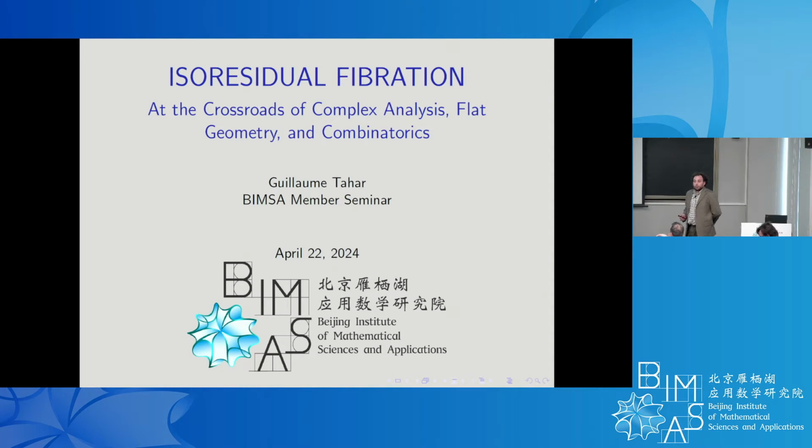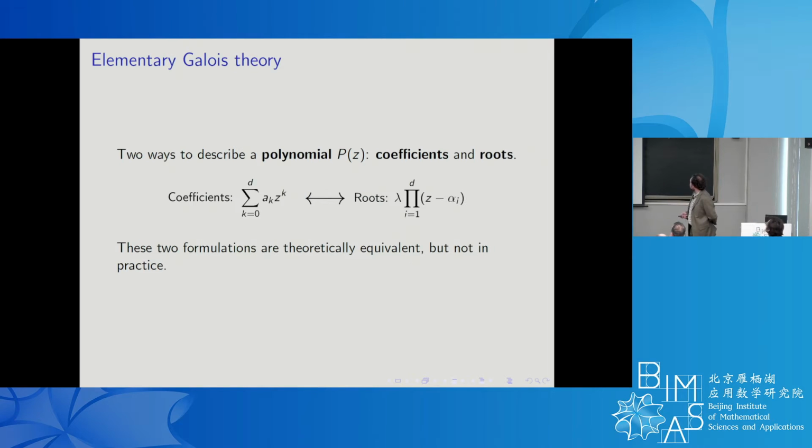The simplest way to introduce you to this object is to start with something probably everybody knows. When you have a polynomial, P, you can describe it in terms of its coefficients or in terms of roots. If you know the roots of a polynomial, it's easy to deduce the coefficients. But if you know the coefficients, to give an exact formula for the roots is, in general, quite difficult because the symmetry group of the polynomial equations, the Galois group, can be quite complicated. So these two formulations are in principle equivalent, but in practice they are not.